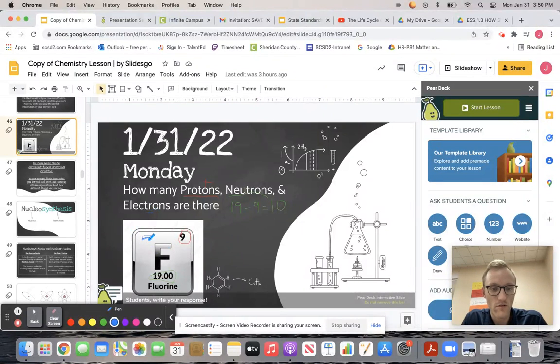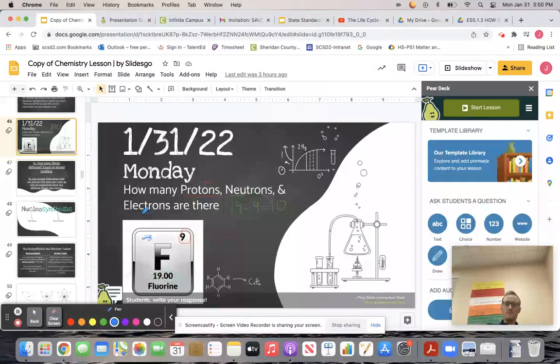So then it becomes really easy. If this is neutral, we know we have 9 protons, and to cancel out those 9 positive charges, we need 9 electrons. Then when that becomes unbalanced from gaining or losing electrons, that's where we see a charge. But this one's neutral, so we should have ended up with 9 protons, 10 neutrons, and 9 electrons.